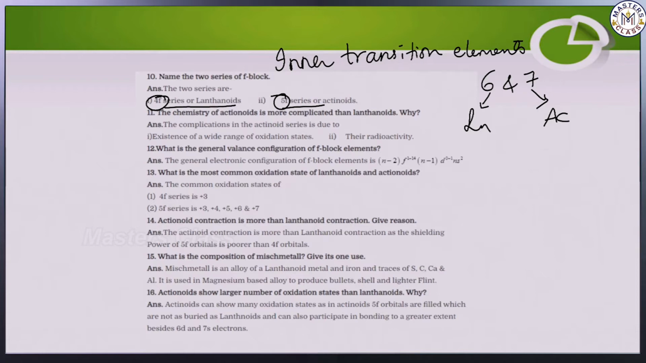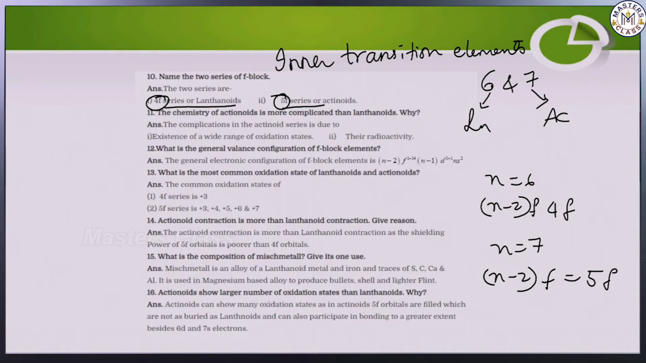Because 6 is the period, n is equal to 6, so antipenultimate means last but second, so n-2, that will be 4f. Similarly for 7th period, that is actinoid series, n is equal to 7, n-2 f is equal to 5f orbital. The chemistry of actinoid is more complicated than lanthanoids because actinoids will exhibit variable oxidation states. In lanthanoids it is +3 oxidation state except for cerium which will exhibit the +4 oxidation state.